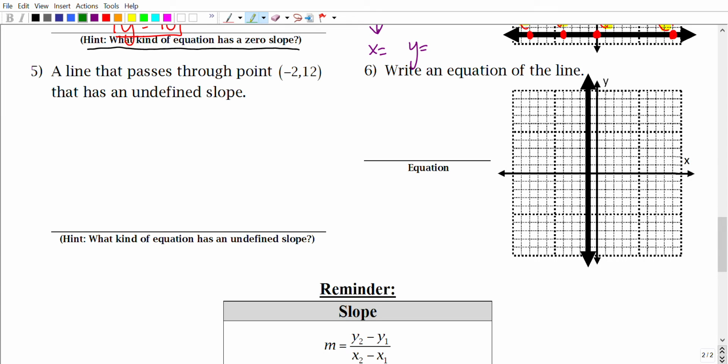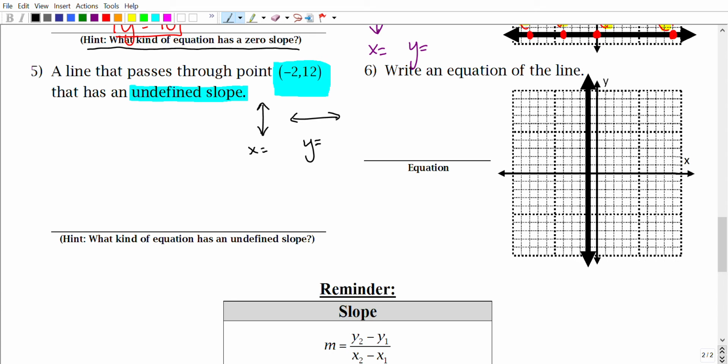All right, so we have a line that passes through the point -2, comma, 12, and it has an undefined slope. So what kind of equation has an undefined slope? Again, if you like, I would recommend that you draw your two scenarios that we know from the top. If it's vertical, it has to be an x equals. If it's horizontal, it's a y equals. Okay. Which one of those had an undefined slope?